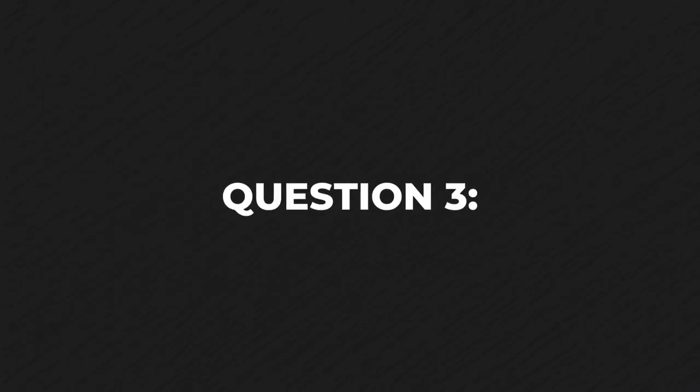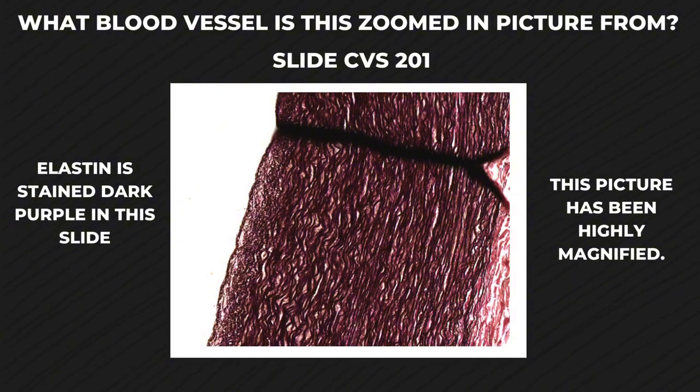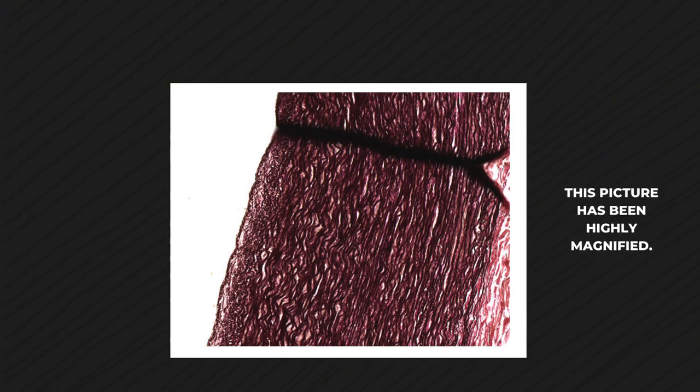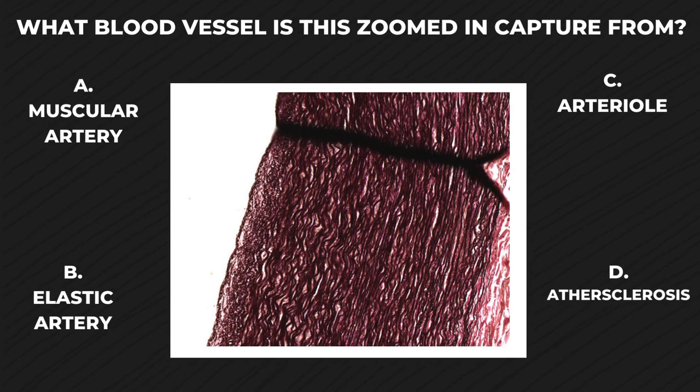Question 3. What blood vessel is this zoomed in picture from? Elastin is stained dark purple in this slide. This picture has been highly magnified. Is it A, muscular artery, B, elastic artery, C, arteriole, or D, atherosclerosis?